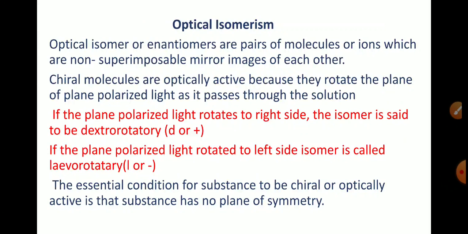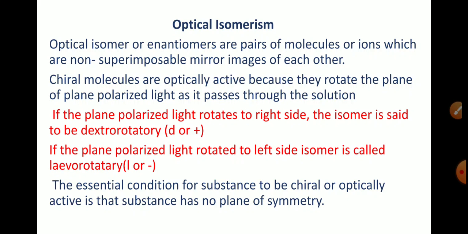What is optical isomerism? Optical isomerism is also called enantiomerism. Optical isomers or enantiomers are a pair of molecules or ions which are non-superimposable mirror images of each other.